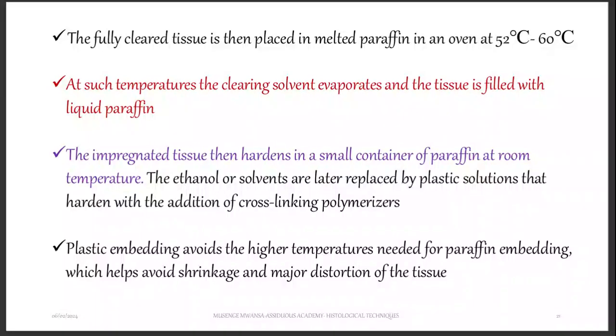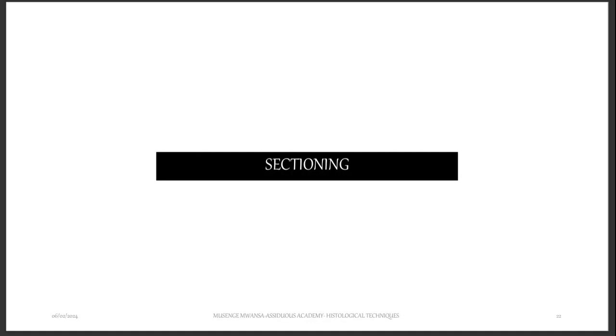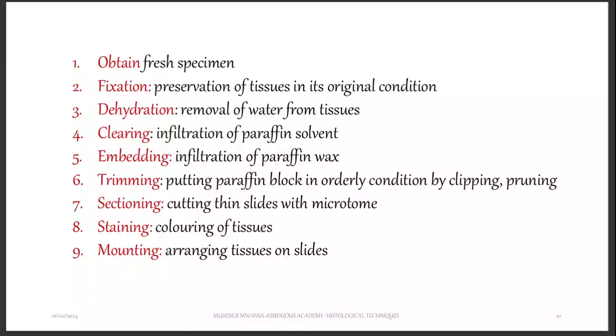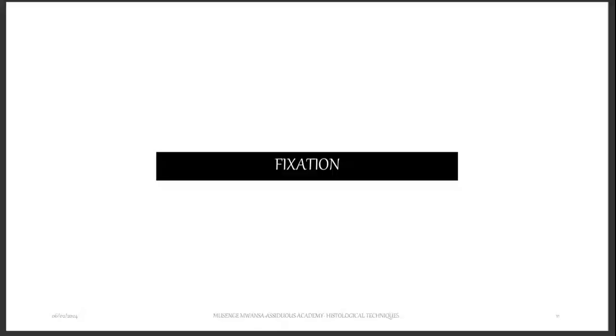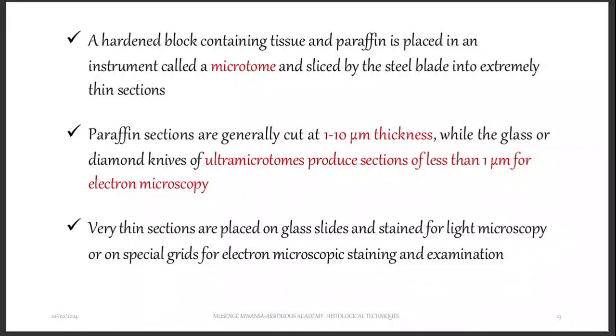So after the embedding, the next thing will be sectioning. Okay. It's after embedding that we cut this into smaller portions. That's known as trimming. Now, to make much thinner slides, that's known as sectioning. So in sectioning, a hardened block containing tissue and paraffin is placed on a microtome, and then it's going to be sliced, because a microtome has got a blade, into extremely thin sections.